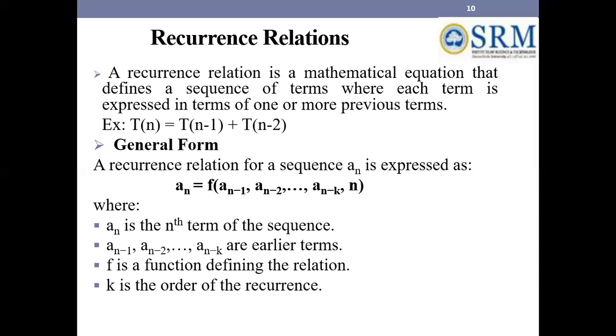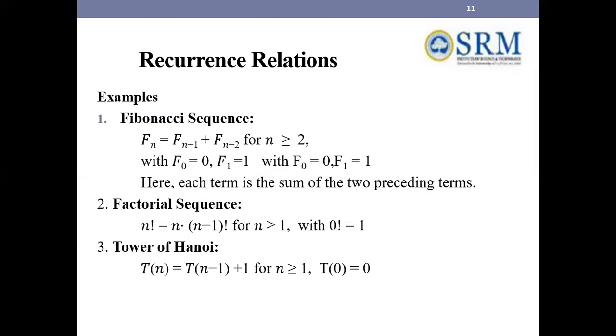So what is f? f is a function defining the relations. k is the order of the recurrence equation, so nth order, n minus 1 order, n minus 2 order. The position of the term in the sequence is called the order of the recurrence equation. When we want to analyze a recursive algorithm, we have to derive the recurrence equation, and we study the properties of recurrence equations. Then we can find the time complexity or the effectiveness of the proposed algorithm.